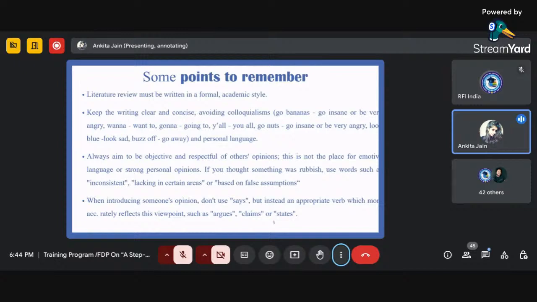Also, whenever you are writing or introducing someone else's work or opinion, you should not say "they say it" or something like that. You should write "they argue," "they claim," or "they state," because they have done it. Okay.